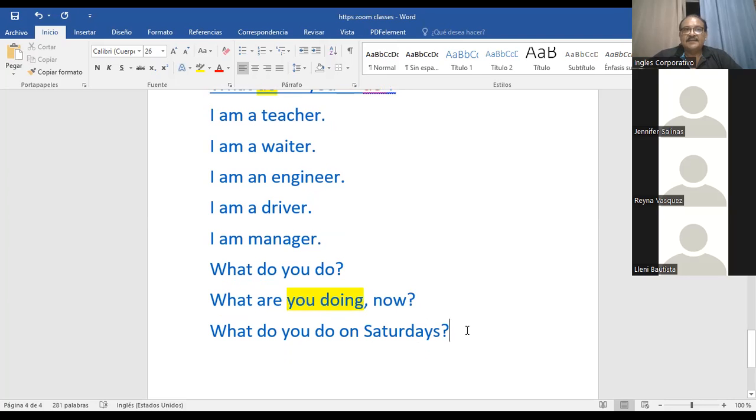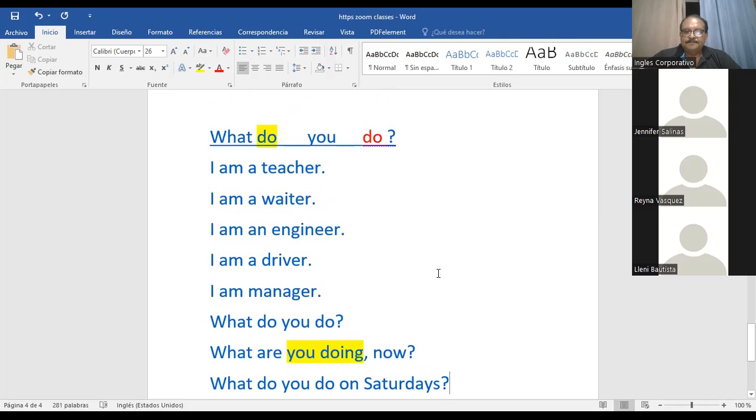On Saturdays, I go to the supermarket. I have lunch with my family. In the afternoon, I watch movies. And in the evening, I read a book. I study, or I watch a soccer game. Okay, so these are the activities that you do on that specific day.